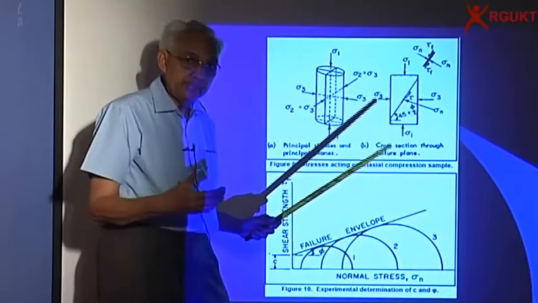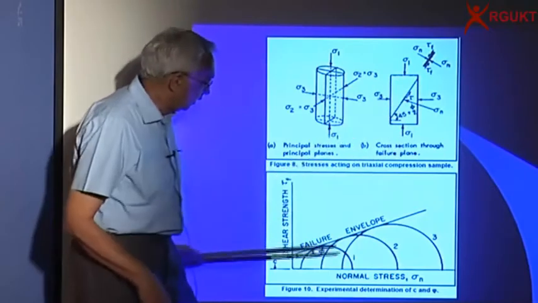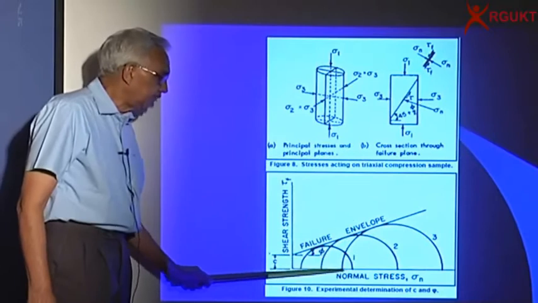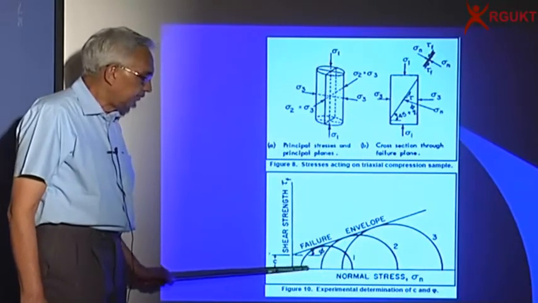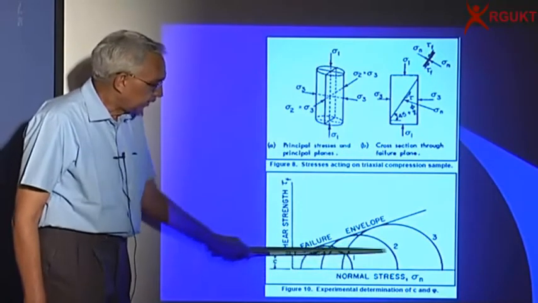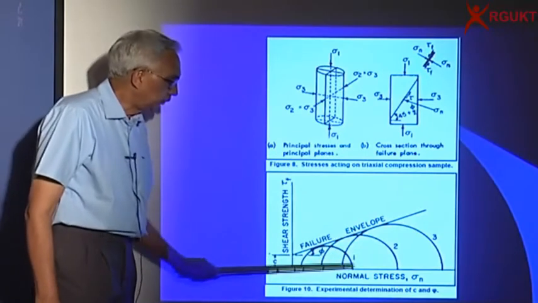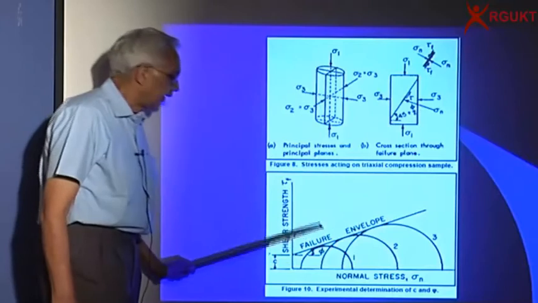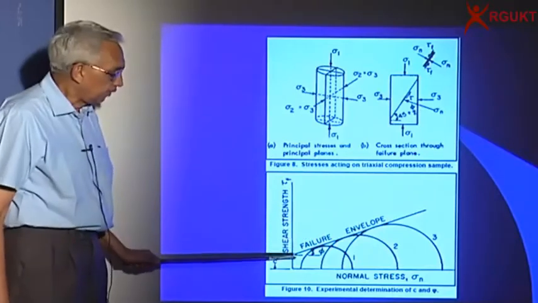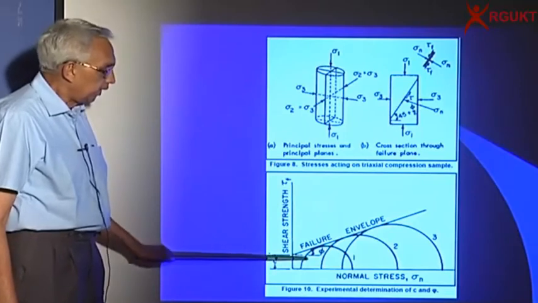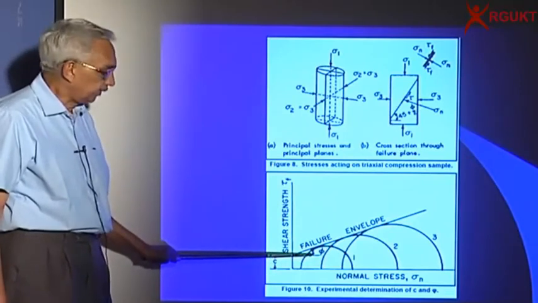So you know the failure plane, you know the Mohr-Coulomb failure envelope. I am doing the test at 3 confining pressures, sigma 3 1, sigma 3 2, and sigma 3 3. And you draw the Mohr circles 1, 2, and 3. If I draw, I get the shear envelope, failure envelope. And the intercept here is called cohesion, and the slope is called angle of shearing resistance.